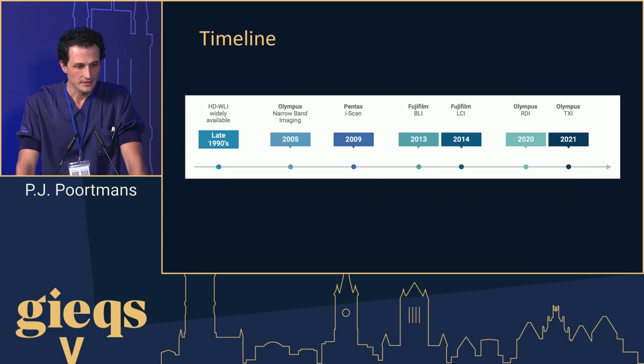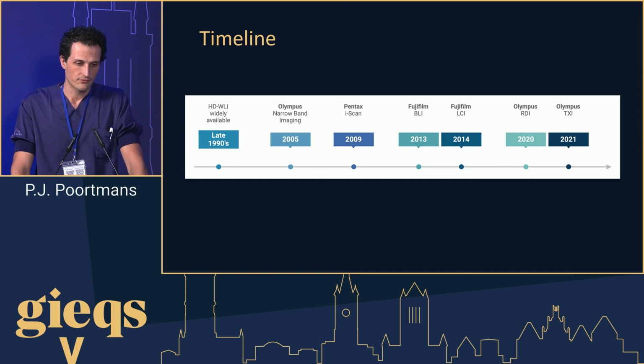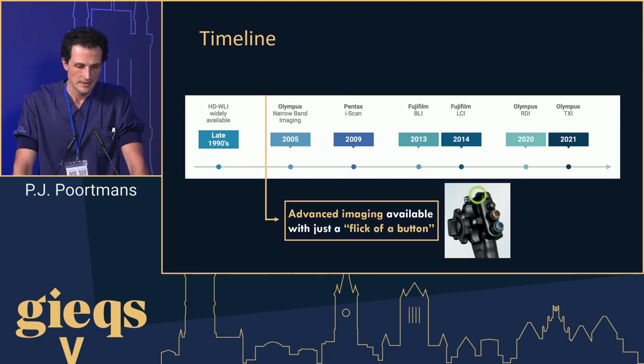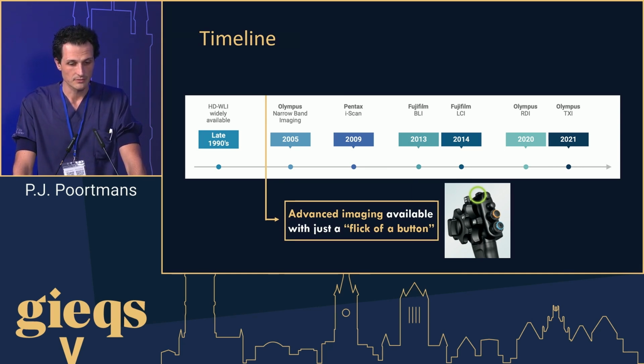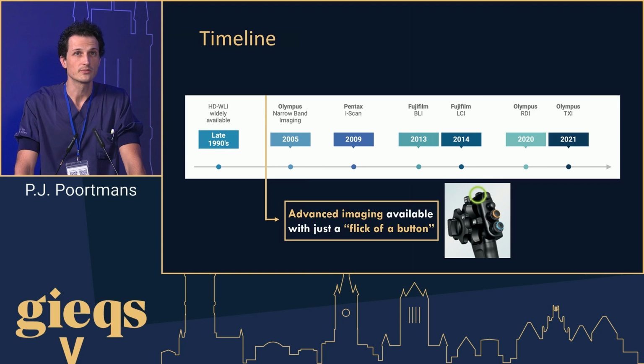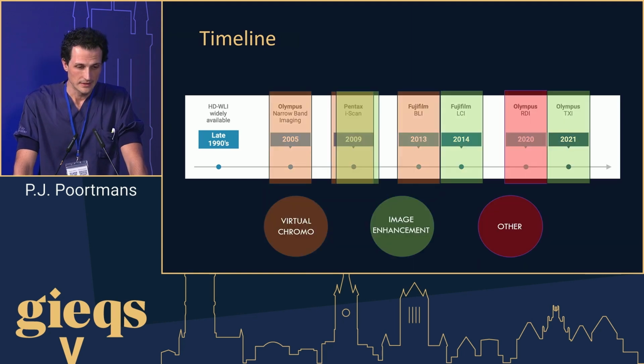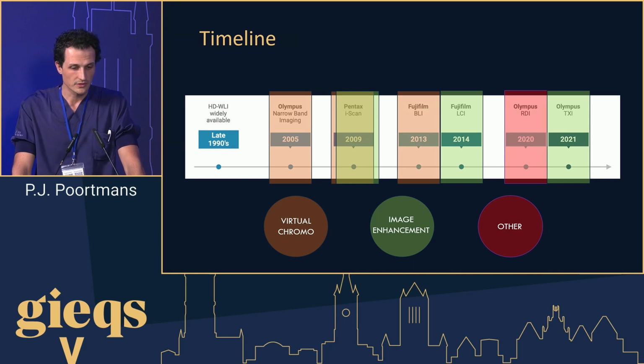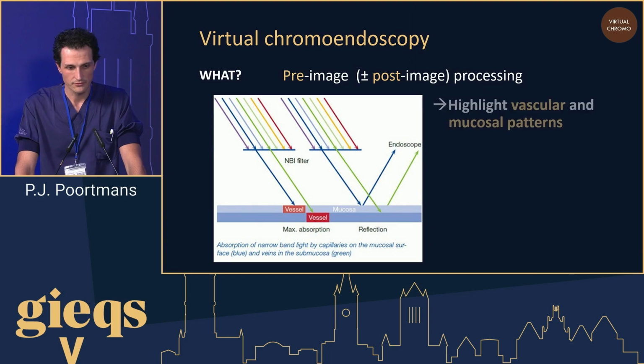A small timeline. So we started with HD white light, widely available in the late 1990s, and starting 2005, several different imaging modalities were developed. And it was actually from 2005 that we had the advanced imaging modalities available with just a flick of a button on our endoscopes. I made a small division into the virtual chromo endoscopy, the image enhancements, and the other technologies. So I'll start off with the virtual chromo endoscopy.